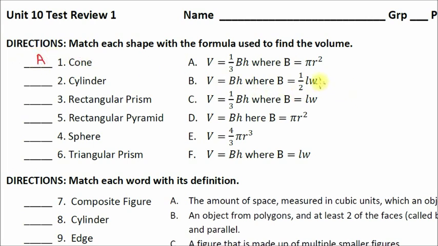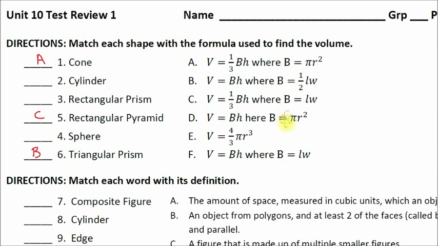And then the next one, 1/2 of length times width, that's a triangle. So that must be a triangular prism. That's the only thing we learned with a triangular prism. The next one is just length times width is the base. That's a rectangle. But this says 1/3 of base area times height. That means this shape comes to a point and has a rectangular base. That would be a pyramid or a rectangular pyramid.